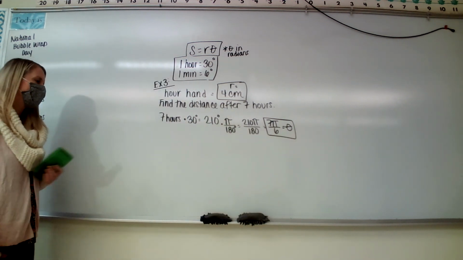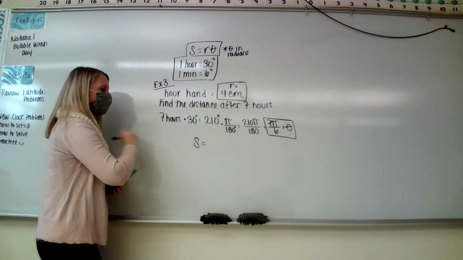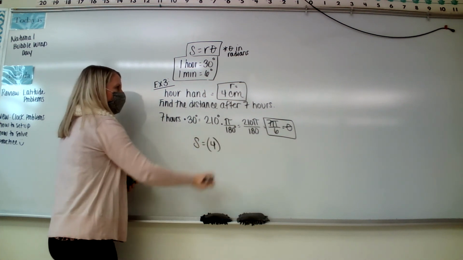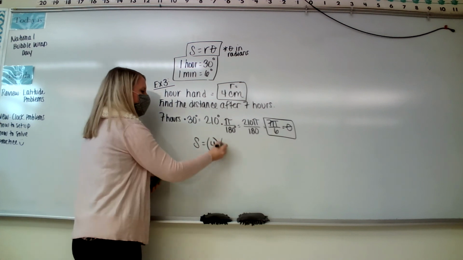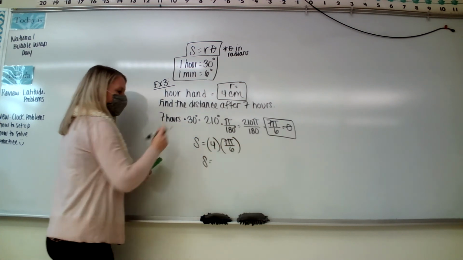All right, so now we just plug in. The actual plug in is the easiest part, I feel like. It's just getting to that point where you have all the information. R is 4, theta is 7 pi over 6. And that's going to give us our S once we plug in.